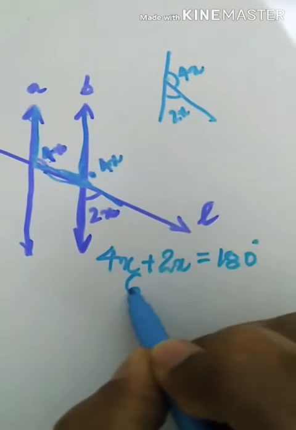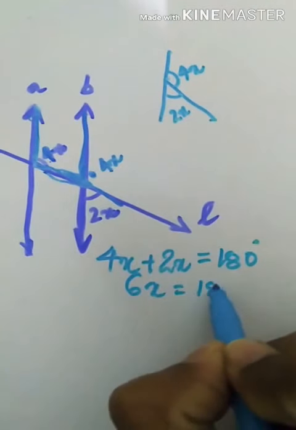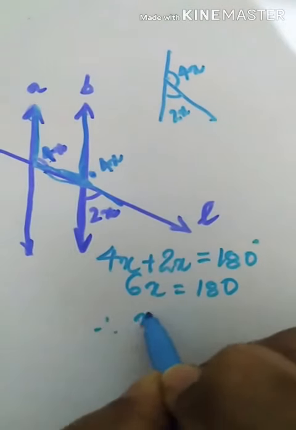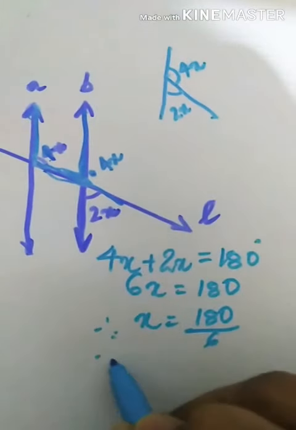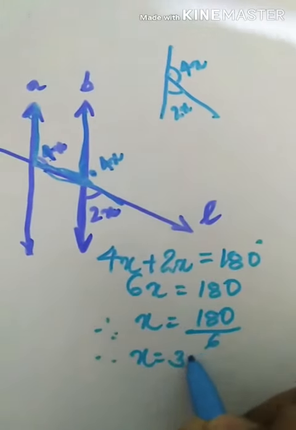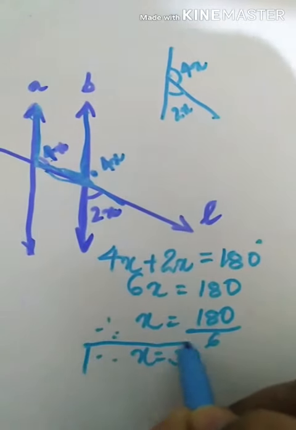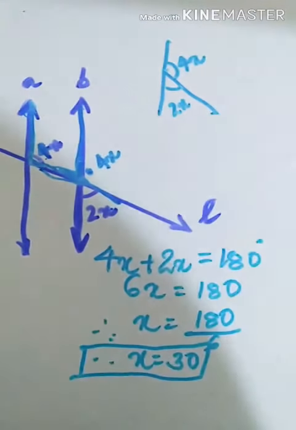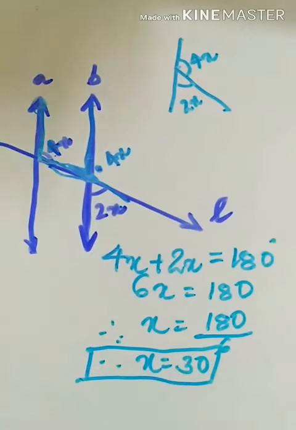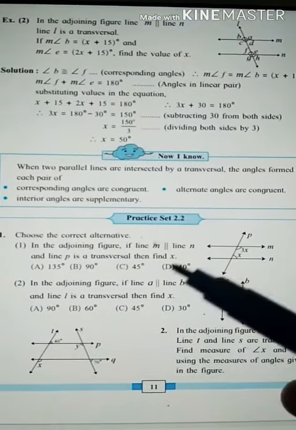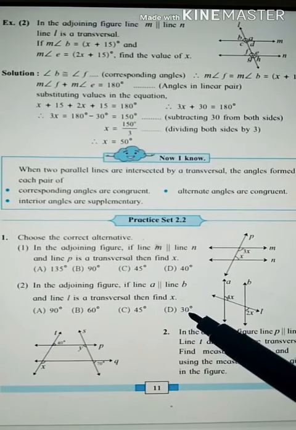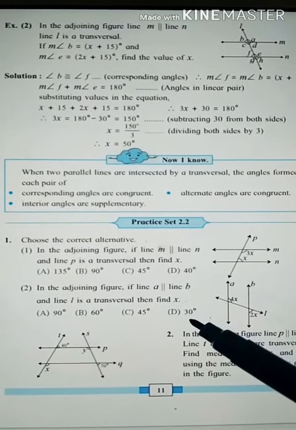4x plus 2x is 6x equal to 180. So therefore x is equal to 180 upon 6. x is equal to 30. Now just see whether you have this option 30. Check it in the question. Yes, we have option D, 30 degrees. So this is our answer.